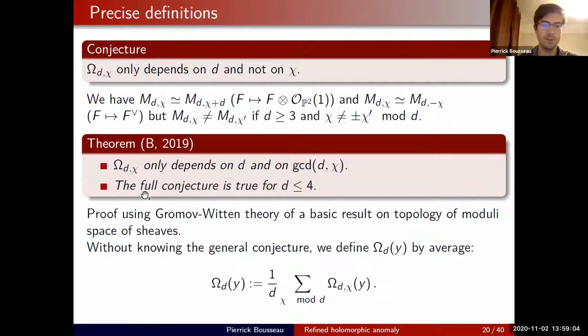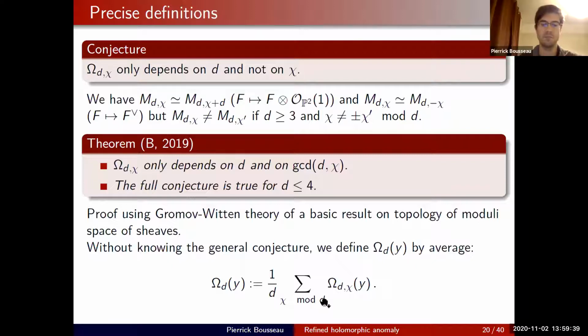So for now, we can forget about this conjecture. For what follows, I will simply define omega_d as some kind of average of omega_{d,chi} over all possible values of chi. What is easy to see is that M_{d,chi} is isomorphic to M_{d,chi+d}. So there are only finitely many values of chi which matter for a given d. The conjecture is that all these finitely many values are equal, and since I don't know this conjecture, I just take the average of these numbers.